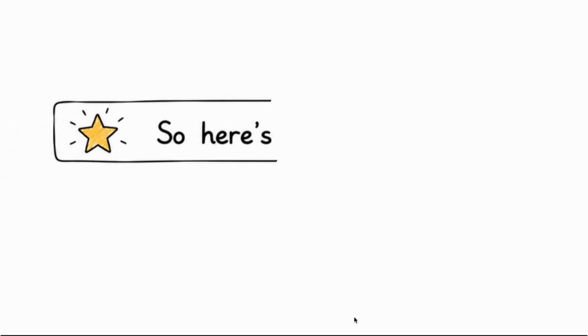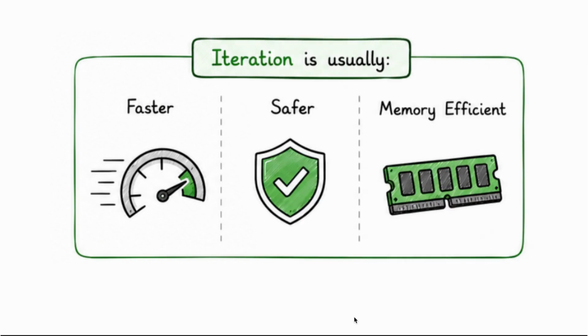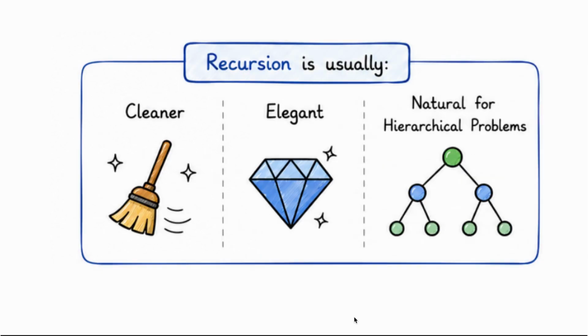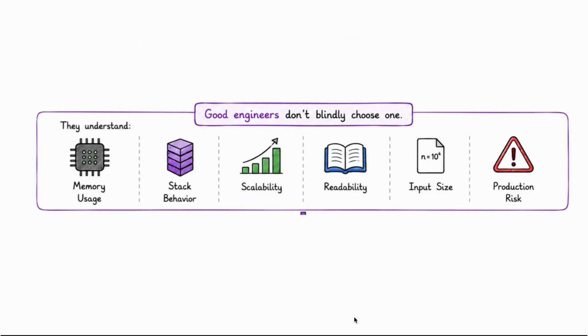So here's the real answer. Iteration is usually faster, safer, memory efficient. Recursion is usually clear, elegant, natural for hierarchical problems. Good engineers don't blindly choose one. They understand memory usage, stack behavior, scalability, readability, input size, production risk, and then choose the right tool for the problem.